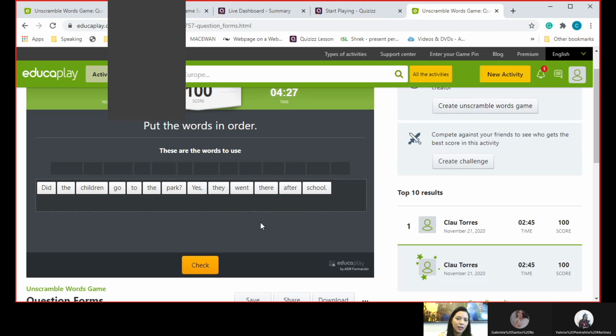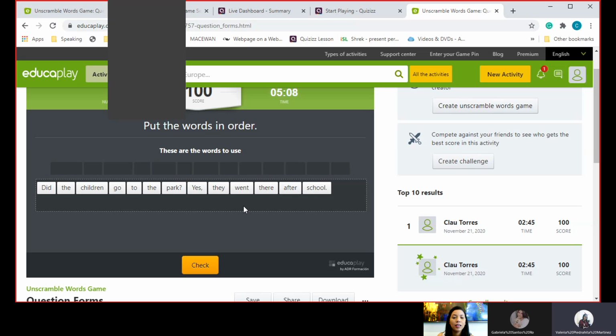Yes, right? It makes sense because you say yes, and then you talk about the children, right? So did the children, you're asking about them, go to a park? Yes, they, the children, they went. So remember, for an affirmative sentence, you need the subject, they, you need the verb, went, right? And the complement.